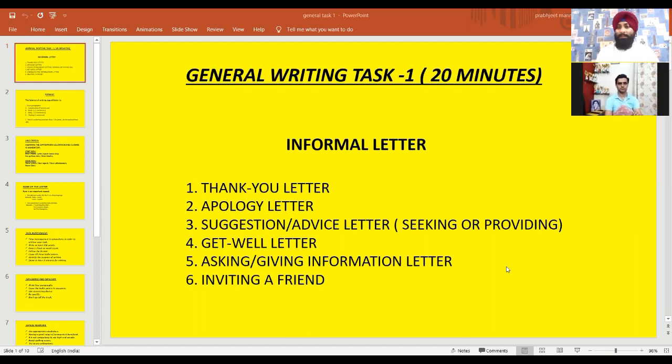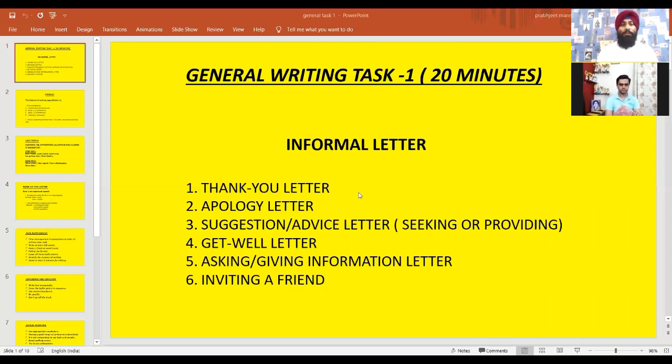So talking about the letters, first of all, you do have formal letters, informal, and then semi-formal type of letters. Today we'll be discussing the informal letters. You need to know that a thank you letter, apology letter, suggestion or advice letter, if you are seeking or providing, these are the sort of letters that you will be getting in your IELTS test. Then after that, get well letter, that is the top most or the hottest category right now. Asking or giving the information, yes, this is one of the top hottest category. And inviting a friend. So these are the letters which you get frequently.